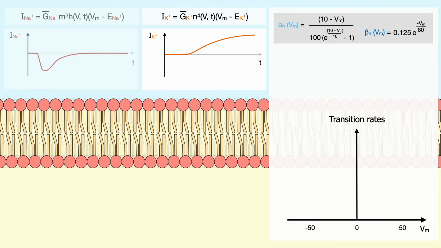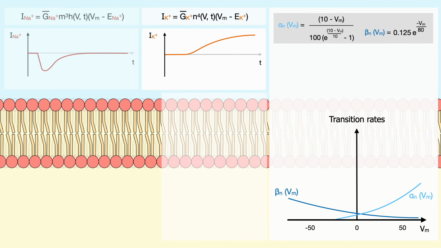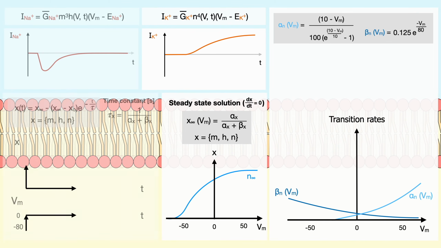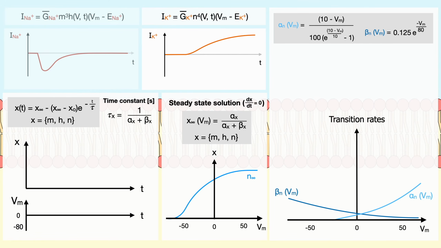The transition rates alpha N and beta N have this relation in terms of voltage where, as the membrane potential got more positive, the rate alpha to open the channel increased and the rate beta to close the channel decreased. When we plot the steady solution as a function of voltage, the curve for N infinity is sigmoidal. At a fixed voltage, the time relation caused by the thermal fluctuations behind the conformational changes results in the actual value of N to exponentially relax to the value of N infinity as time advances.